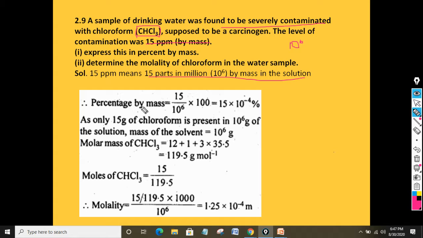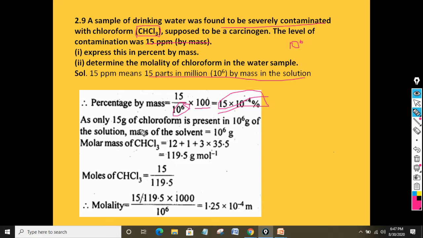First, we'll calculate number of parts upon total mass of solution into 100. So 15 were the parts in a million, 10 raised to power 6, into 100 will give us the percentage, 15 into 10 raised to power minus 4.